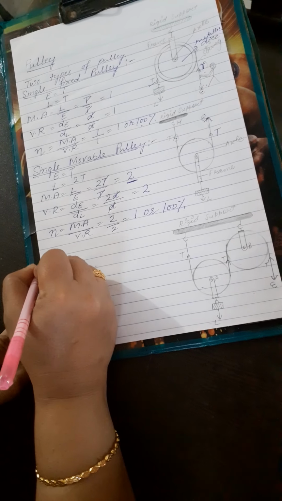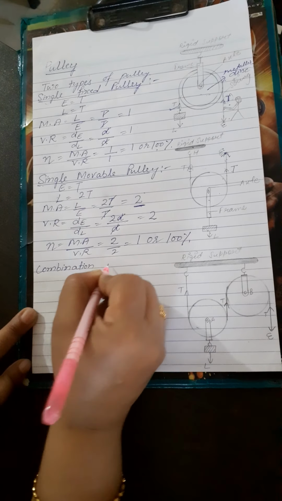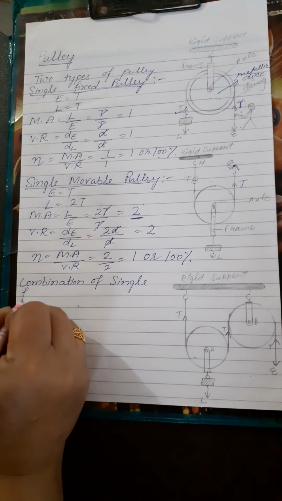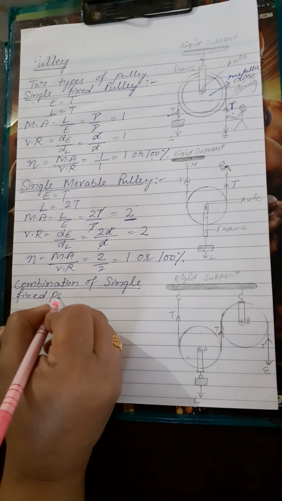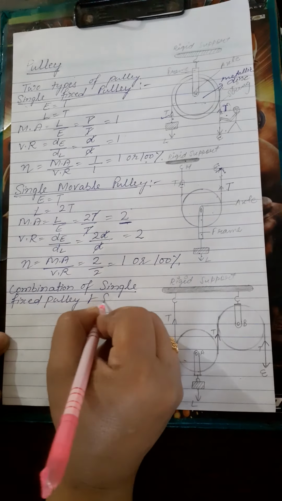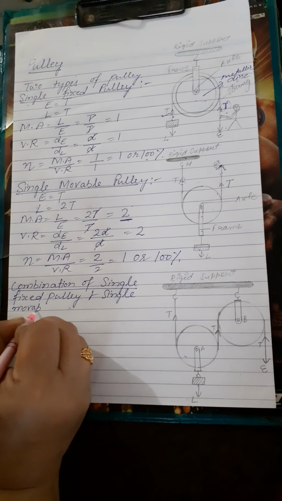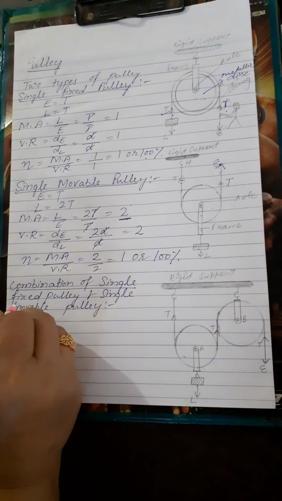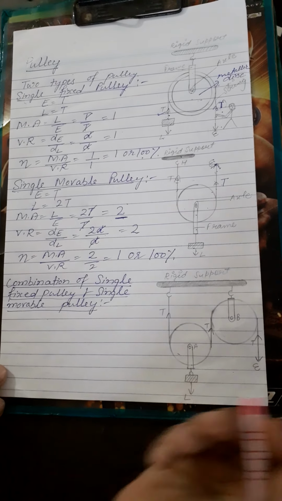Combination of a single fixed pulley and a single movable pulley. Beta, its mechanical advantage: the procedure is the same, mechanical advantage and velocity ratio, as we did for the single movable pulley.